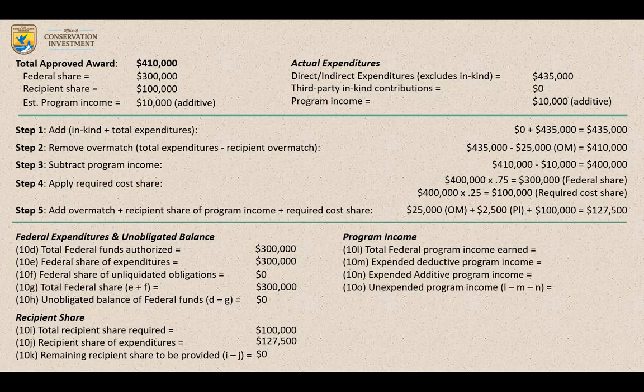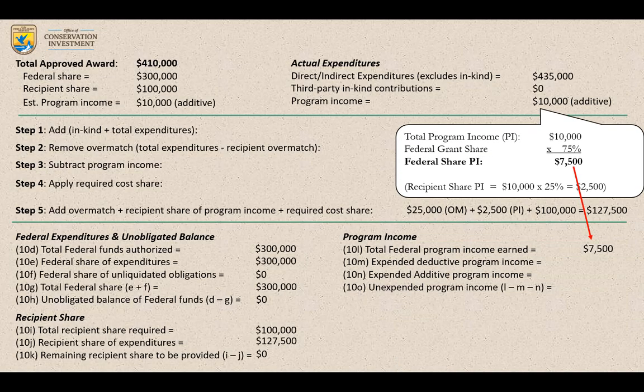Fields 10L through 10O provide information about the federal share of program income earned under the award as of the reporting period end date. The grant program in this scenario has a 25% cost share requirement, which extends to any additive or deductive program income under the award. For Field 10L, the recipient identifies the total federal program income earned. This amount is $7,500 and comes from multiplying the total federal program income earned by 0.75.